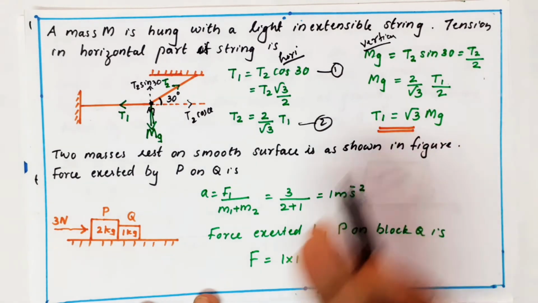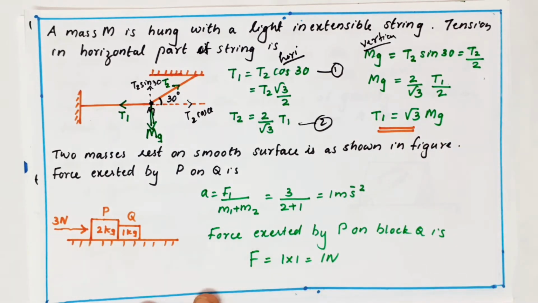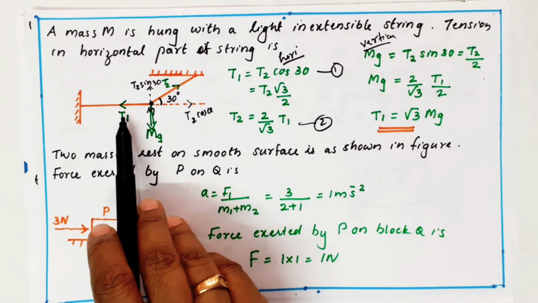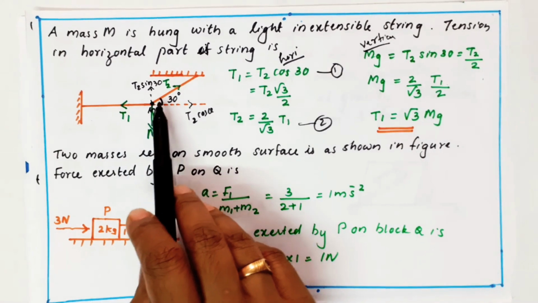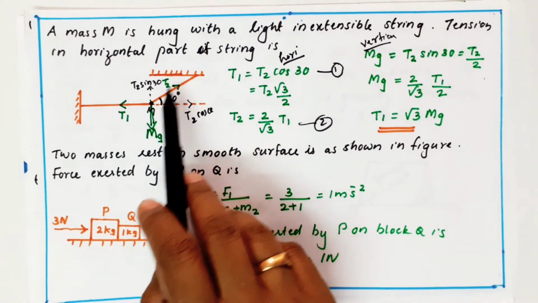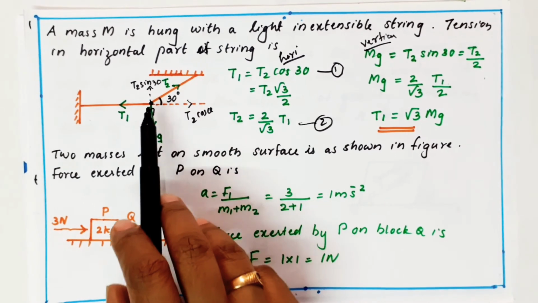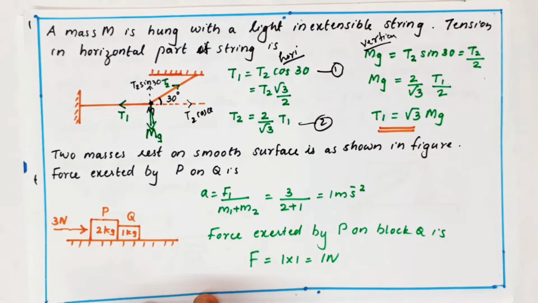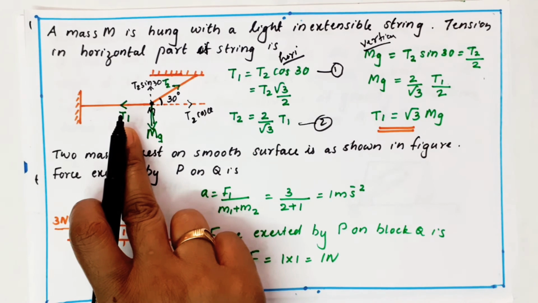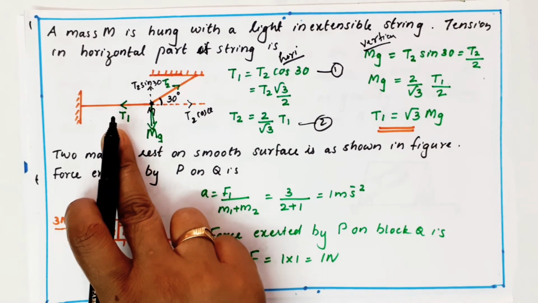Clear? So, you see I am showing a question in which tension is different. In this case, tension T1, right? Why we are resolving this? Because this is not along x-axis and y-axis. So, we found its x-axis and y-axis component. This we need not resolve because it is lying along x-axis only, T1.